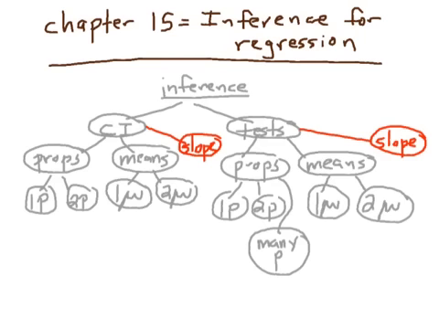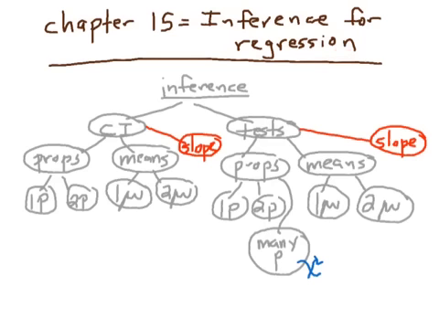You'll notice right down here I added in inference hypothesis test for many proportions, which is what we learned last chapter with chi-squared. Well, today we're going to learn our last type of inference that's on the AP exam, which is inference for linear regression.